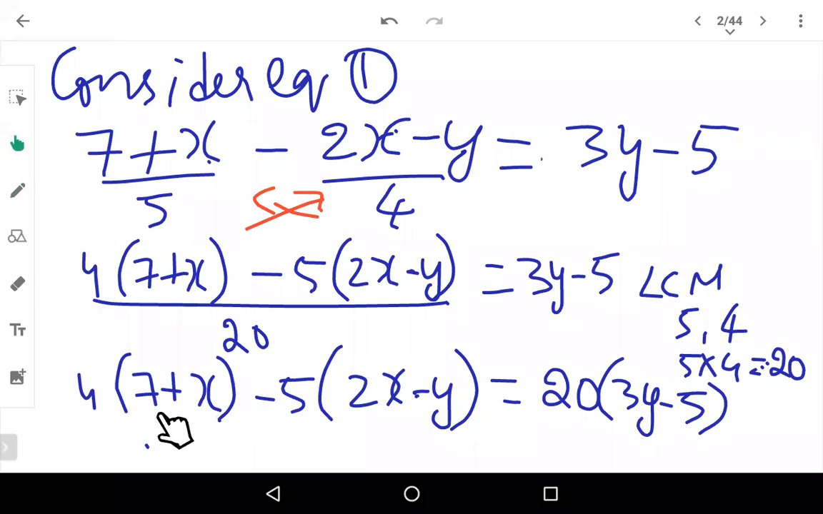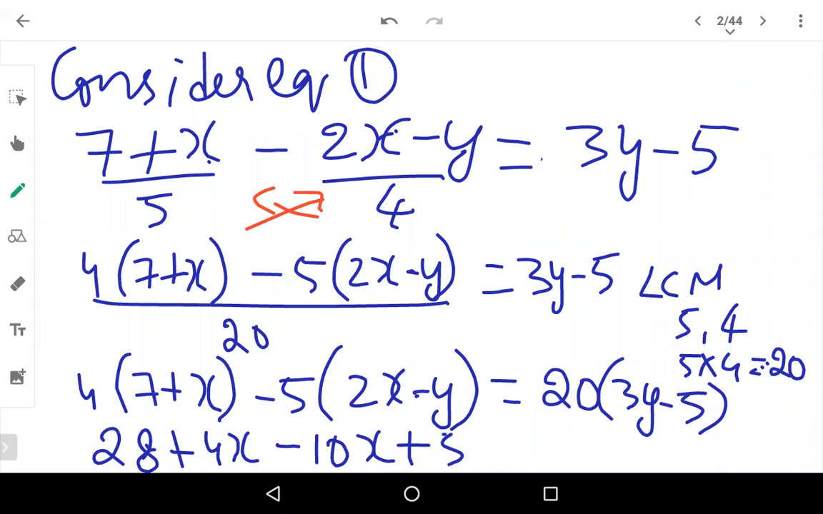When you multiply the numbers here, 4 into 7, 4 7s are 28, correct? So you'll get 28 here. Then 4 into x is 4x, minus 5 into 2x is minus 10x, and then minus 5 into minus y, you'll get plus 5y, is equal to 20 into 3y, you'll get 60y, minus 20 into 5 is 100.